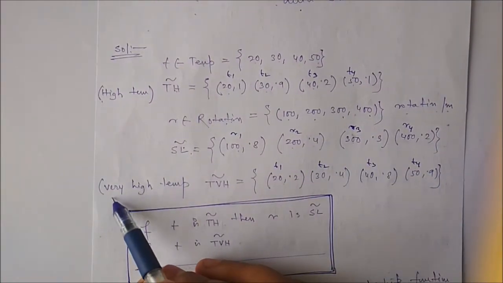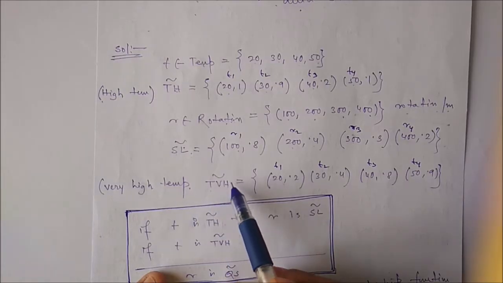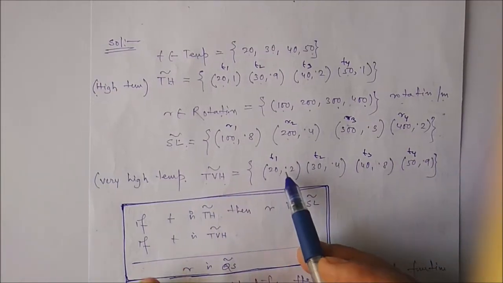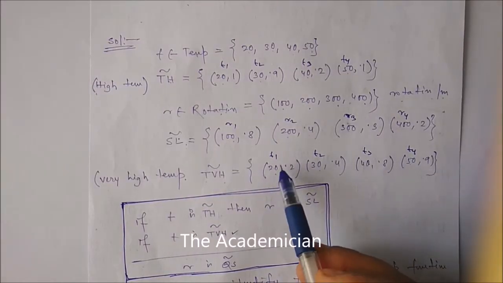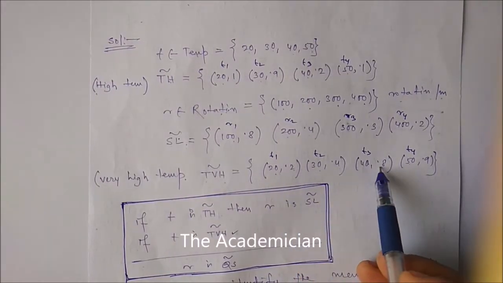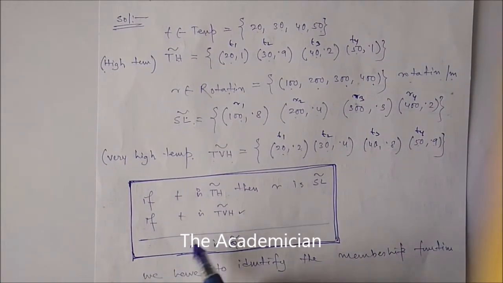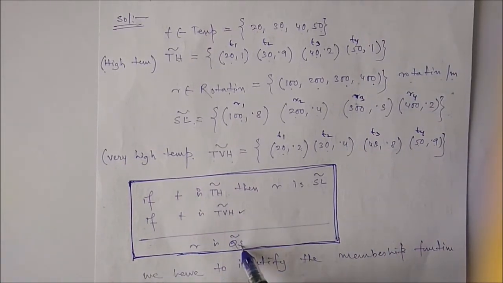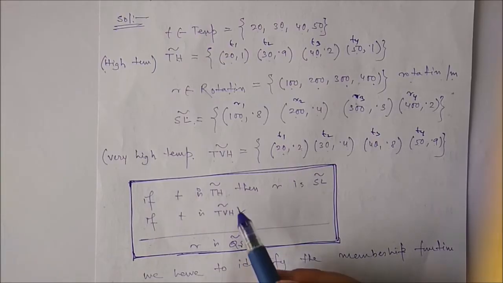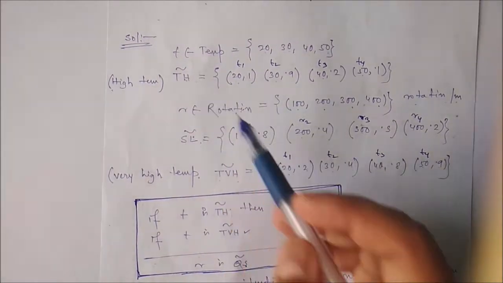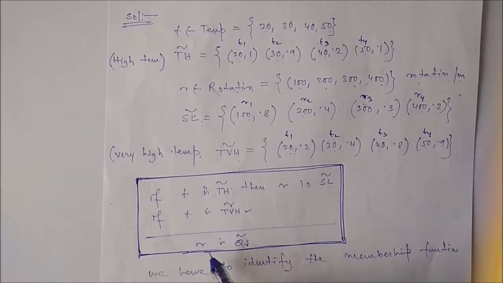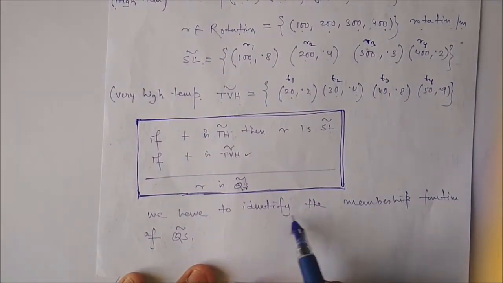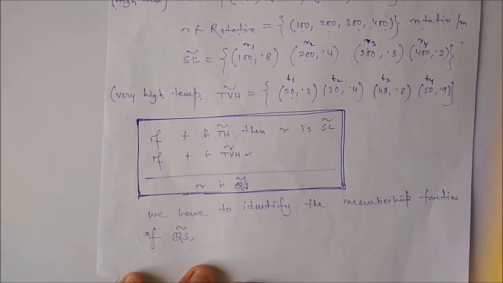If the temperature is very high, that is TVH, it is given for 20, 30, 40, 50, where the values are 0.2, 0.4, 0.8, 0.9. Then we have to calculate R is QS, quite slow. So TH is given, SL is given, and TVH is also given. We have to identify the QS, that is, the membership function of QS.